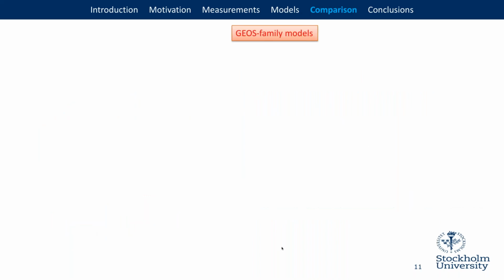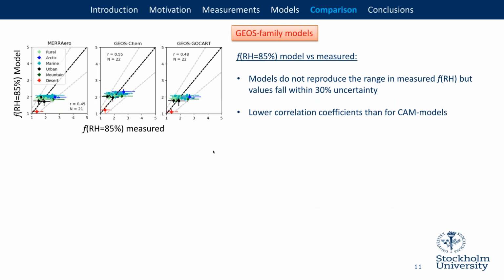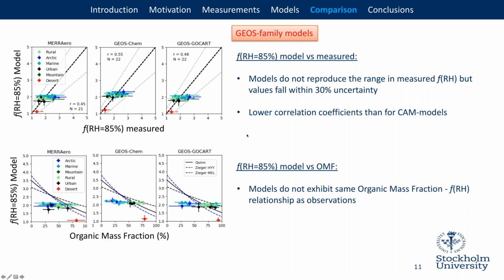Then if we show the same for the GEOS family models, we've got that these models, in contrast, show an upper threshold for F of RH model. So they don't reproduce the range that we see in the measured F of RH. But in spite of this, they still fall within the 30% uncertainty interval. And of course, the correlation coefficients are lower. Then if we compare with the organic mass fraction, we see that in this case, these models do not exhibit the same organic mass fraction F of RH relationship as observations.